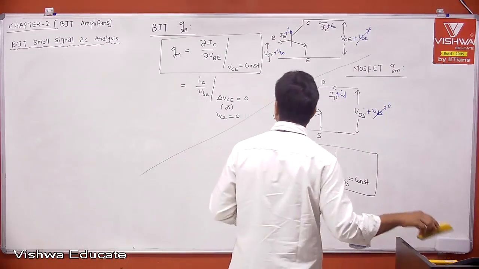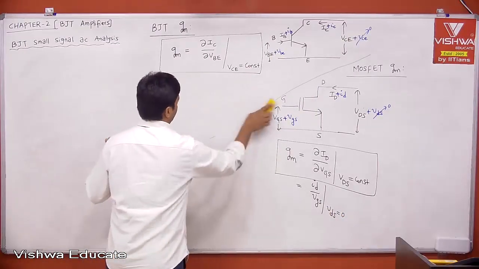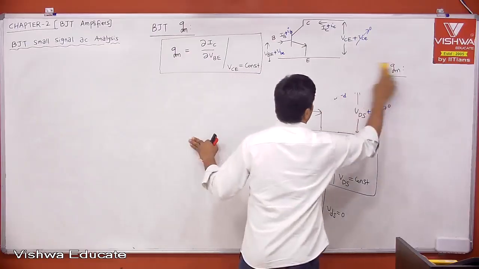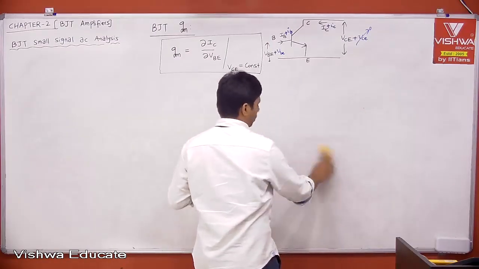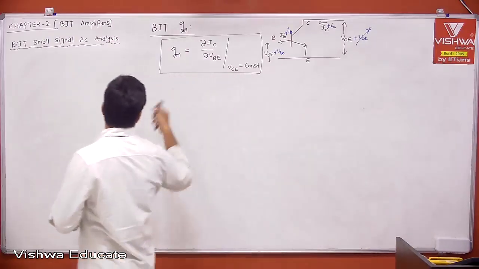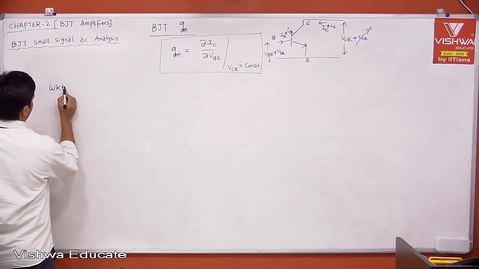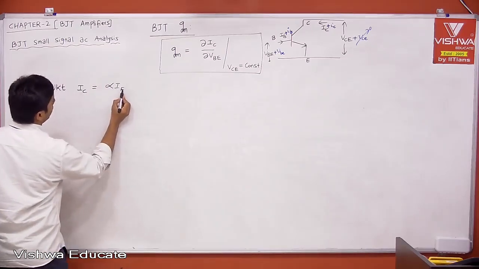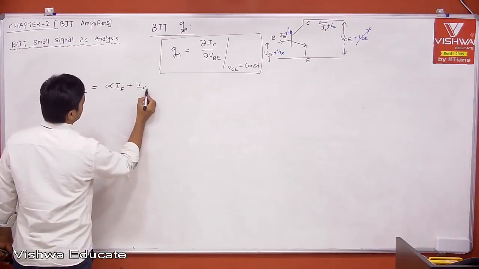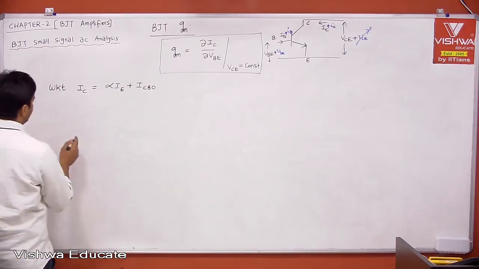Now let's see what is GM. Can I erase this? Okay. Now I want to derive, right? Therefore, we know that IC, we already derived, is equal to alpha into IE plus ICBO, right? Therefore, what is GM?